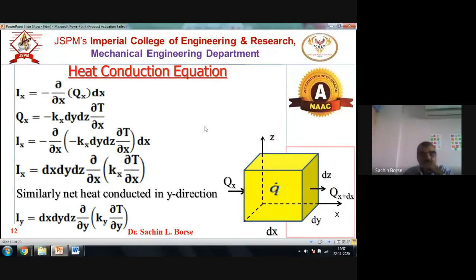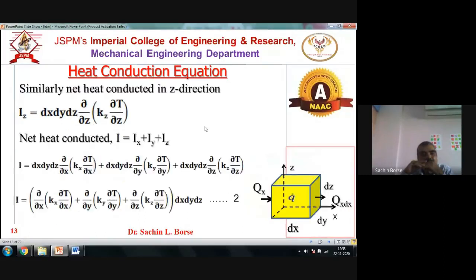Similarly, you can get the net heat conducted in the y direction as dx dy dz into del by del y of ky del T by del y. Please understand, a simple question will come to your mind: why are we taking partial differentials? Because the independent variables, x, y, z, t, are more than one. That's why it comes in partial differential form. We'll move to the next slide, 13.